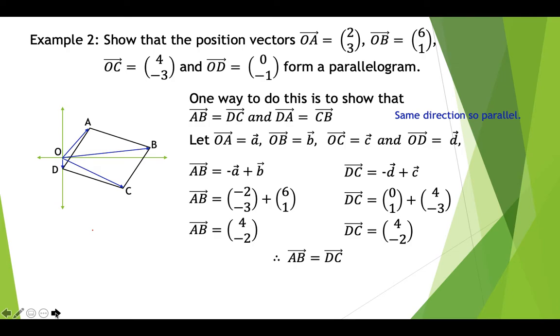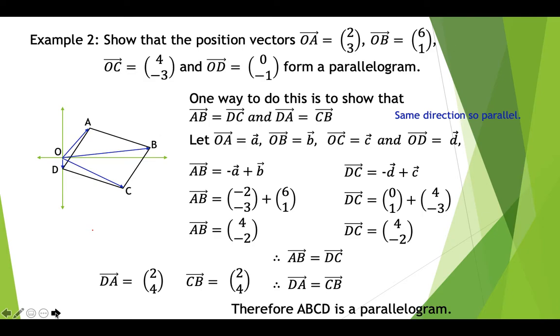So we've done 2 of the sides, now we just do the other 2, so DA is (2, 4), CB is also (2, 4). So because we have proven that we have 2 sides with the same directions, we know that ABCD is also a parallelogram. Okay.